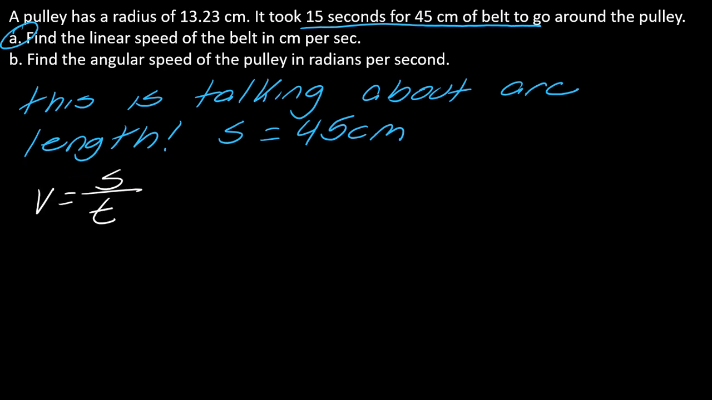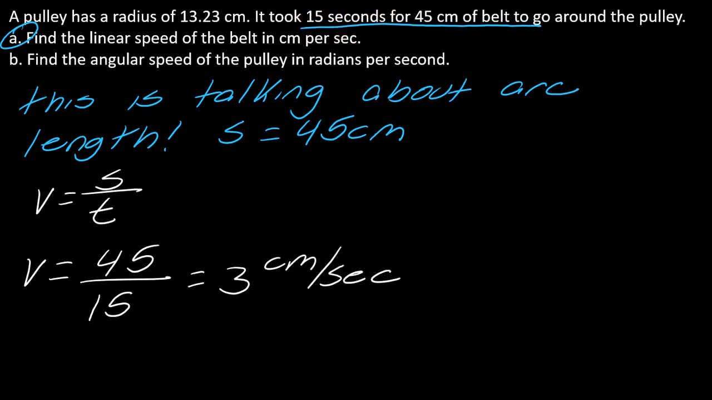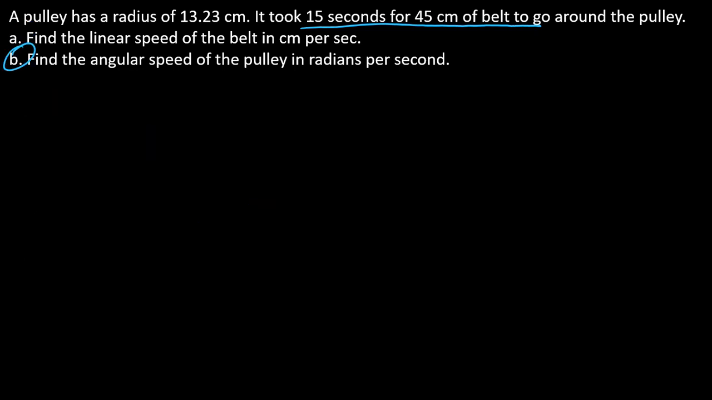With that in mind, now I've got s divided by t. We just said s was 45, and the amount of time was 15 seconds. So boom, we're kind of good, right? This comes out to 3 centimeters a second. And that unit comes out because it was 45 centimeters in 15 seconds. Again, if you need help with the units, be generous with that.